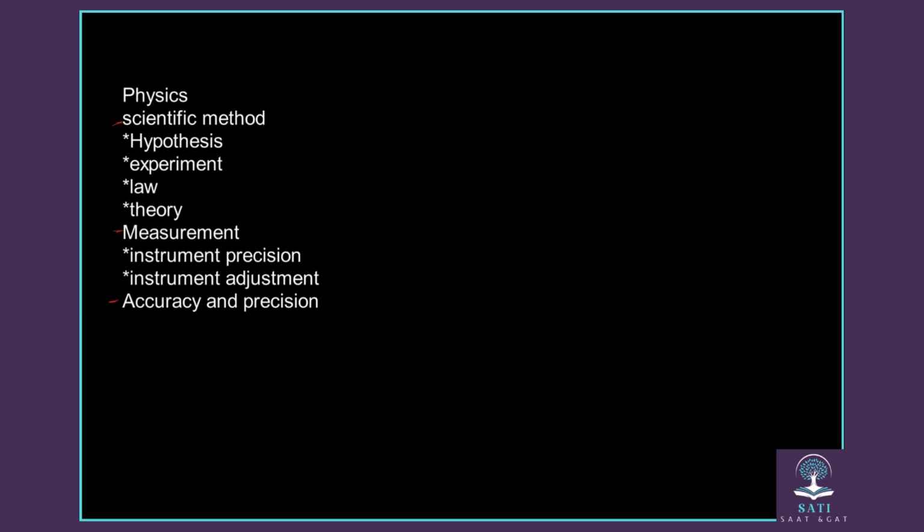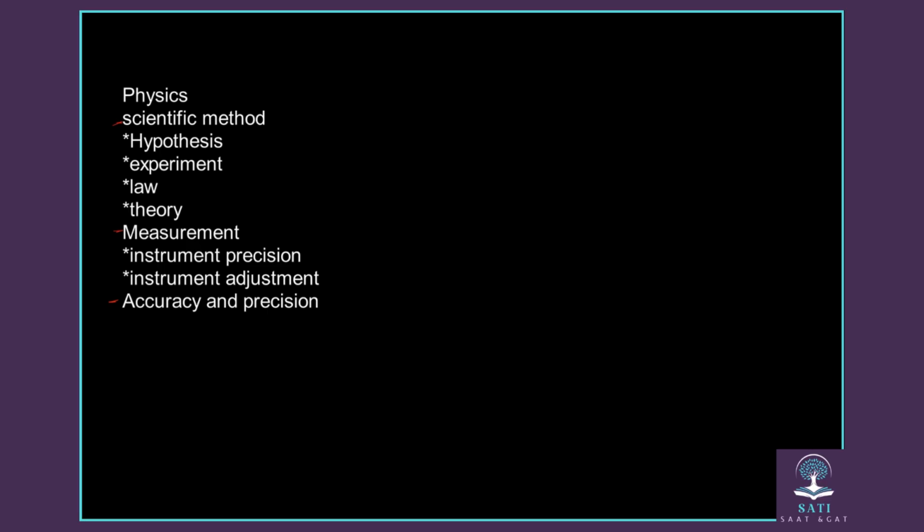Okay, physics. What is physics? Physics is a science that studies mainly matter and energy and the relationship between them. In the scientific method that we use in research or to make experiments, we need to know main points in it. There is a word that is hypothesis, and also experiment, law, and theory. What is hypothesis? Hypothesis is like a guess or prediction for what's going to happen.